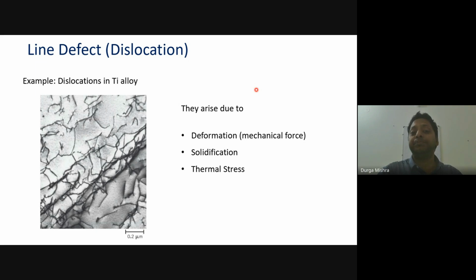Now, to see a point defect is not that easy. It is possible, though. You have to go to something known as transmission electron microscopy, where the resolution will be much higher. You can magnify 100,000 times, even a million times.